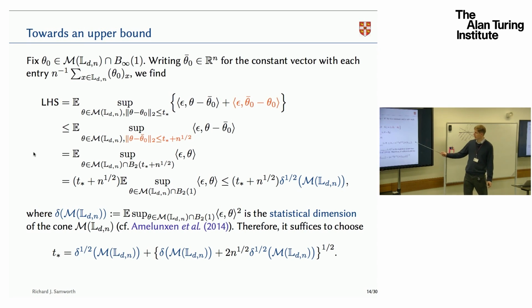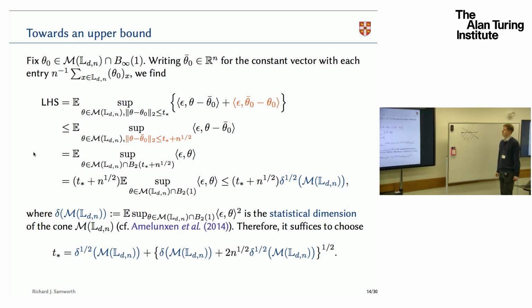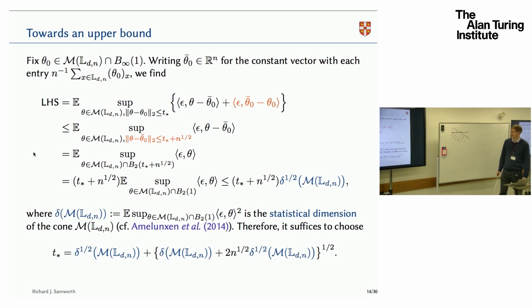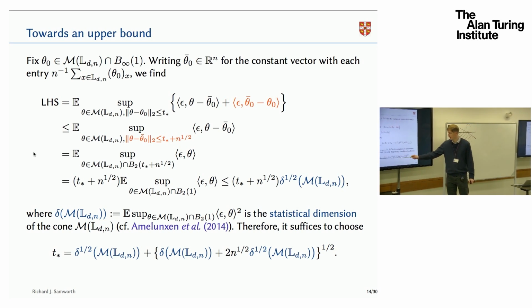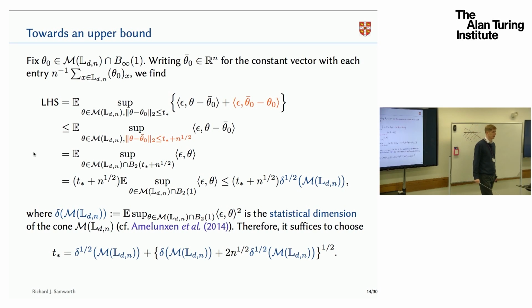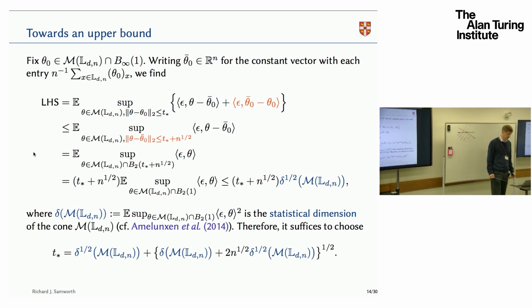Anyway, so once I put all this together and I compare this with what I had on the previous slide, I just solve for T star. I've got to solve a quadratic equation, and I can see the way in which now the rate is driven by the statistical dimension of this monotone cone. Okay?